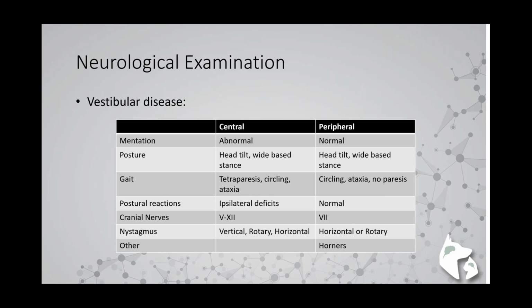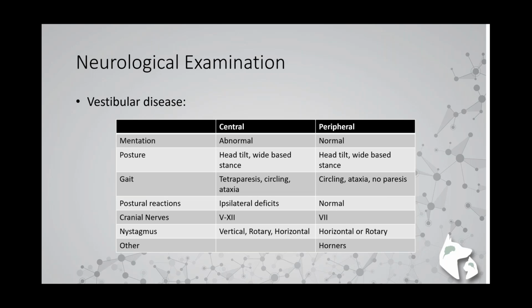Any other cranial nerves being involved, so 5, 6, 7, 8, all the way down through 12. If you're seeing multiple cranial nerves involved and head tilt and balance dysfunction, that's going to be concerning that there's something going on in the brain, taking out multiple cranial nerves. There are syndromes where you can get facial paralysis and vestibular diseases that are peripheral.